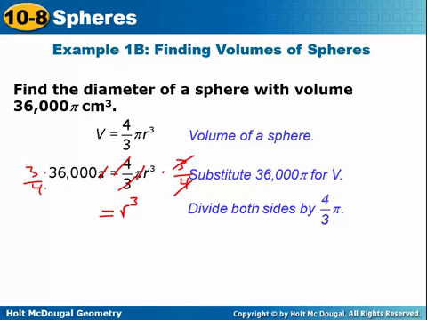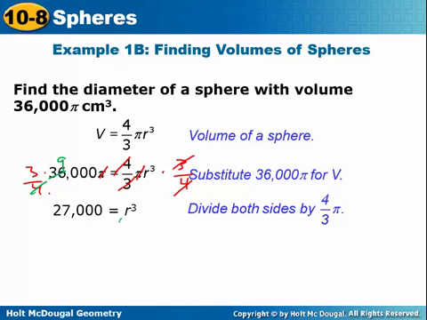Now, when you multiply 3/4 times 36,000, you can do that in your calculator if you want. You can also cancel. You can say, well, let's see, 4 goes into 36 9 times, so I have 9,000 times 3. So that's 27,000 is equal to r cubed. I'll erase mine since they got the exact same thing. Now, how do I solve for r if r cubed is equal to 27,000?